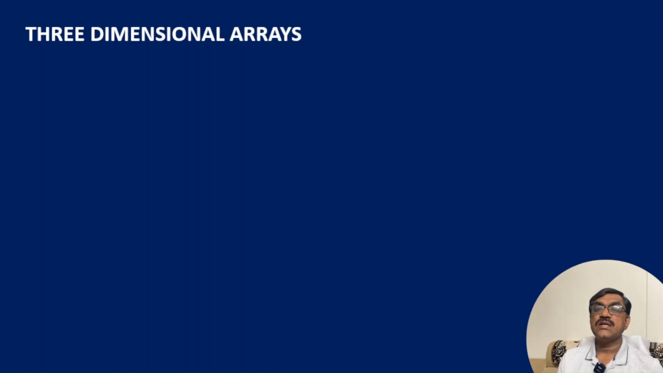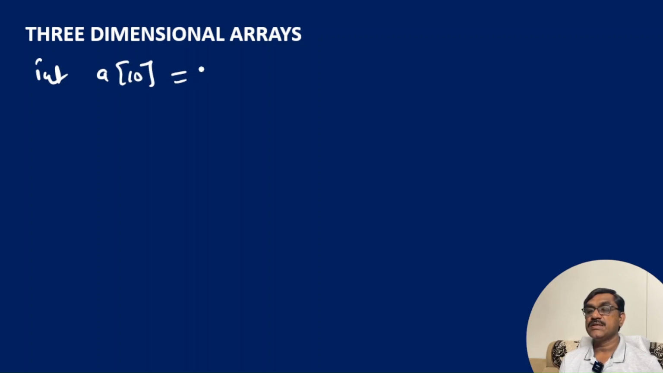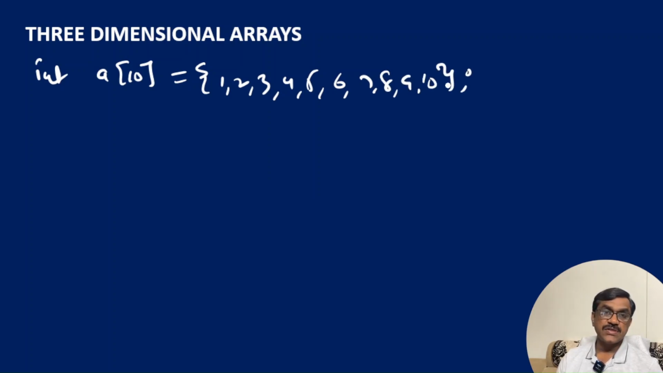In the introduction classes, I already said how to declare a three-dimensional array. Before moving on to three-dimensional arrays, we discussed in the previous classes a one-dimensional array, for example, integer a of 10, which is declared and initialized like this: 1, 2, 3, 4, 5, 6, 7, 8, 9. This is a simple way of initializing an array. We discussed four methods of initializing an array. You can also read the elements from the keyboard by using a scanf statement with one for loop, but this is direct initialization of a one-dimensional array.